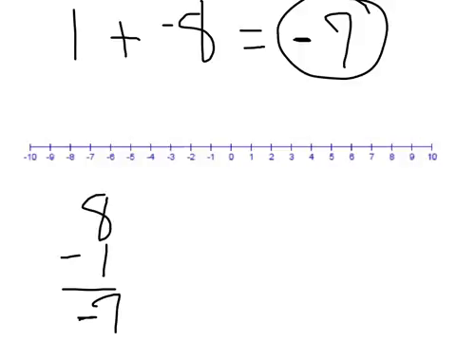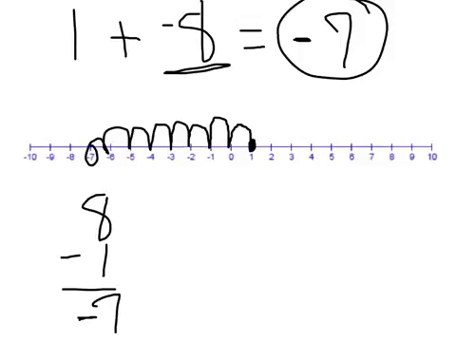So let's look at this on a number line. I'm starting at 1. I'm adding negative 8, which means I'm going to the left 8 spaces. 1, 2, 3, 4, 5, 6, 7, 8. And I'm going to end up at negative 7. If you can keep your signs straight, you got this skill. Let's go ahead and practice, y'all.